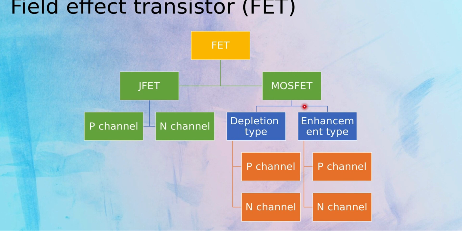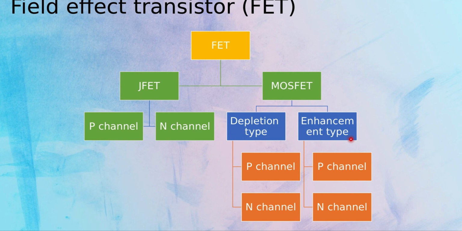MOSFET is also classified into two categories, a depletion type and an enhancement type. An enhancement type allows current flow, whereas the depletion type restricts current flow. Each of these is further classified into P-channel and N-channel. This classification is also based on whether the holes or the electrons make up the channel for conduction of electricity.